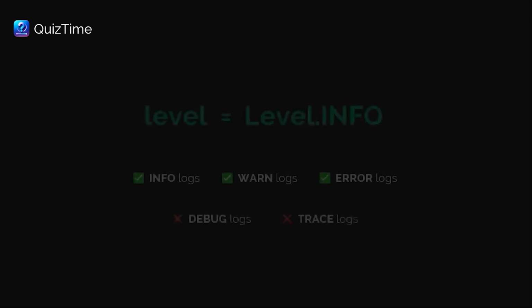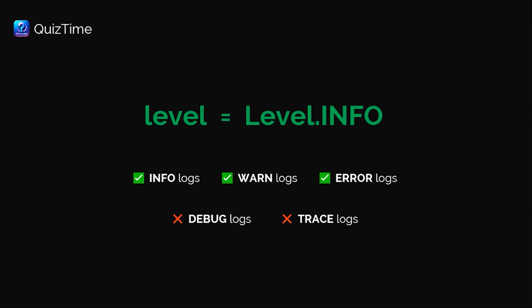When you set a log level, you get all logs at that level and all logs above it in priority. If you set the level to info, you will get info logs, warn logs, and error logs, but you won't get debug or trace logs. So, higher priority logs always get included automatically when you set a lower level.